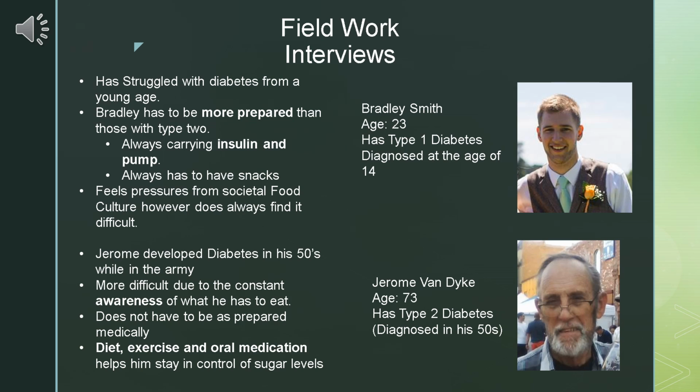in order to help his sugar levels if they go drastically low. Jerome, on the other hand, just has to be aware of what he is eating and constantly keep in mind the possible sugar amounts in the food that he eats. So diet, exercise, and some help from oral medication really helps him stay in control of his sugar levels.